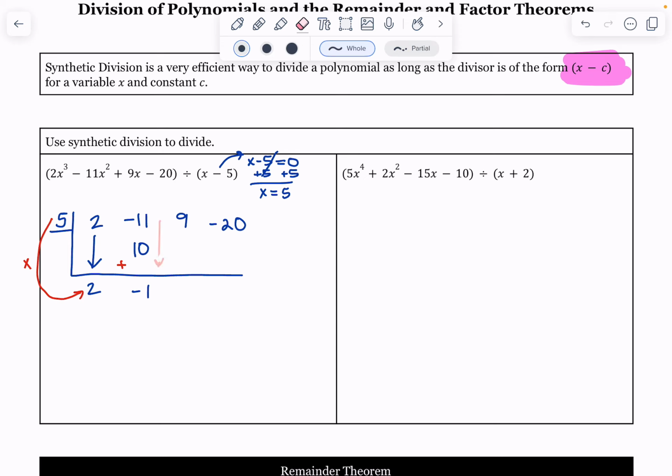We're just going to repeat that. Let me erase so it stays organized. Okay, so we're going to do the same thing for this next box. We're going to multiply 5 times negative 1, and that gives me negative 5 right here. And then I'm going to add down. 9 plus negative 5 is 4.